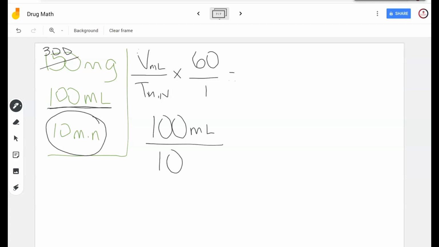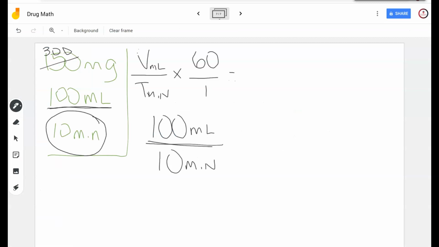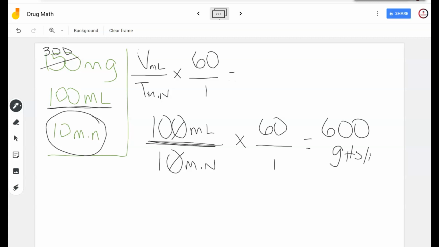And even if you look at the question, let's go back to the question real quick. You're going to give a patient 100 milliliters over 10 minutes, right? That kind of gives you the setup. You're dividing it, times 60. Cancel out your zeros. 10 times 60. Okay, that's 600 drops a minute.